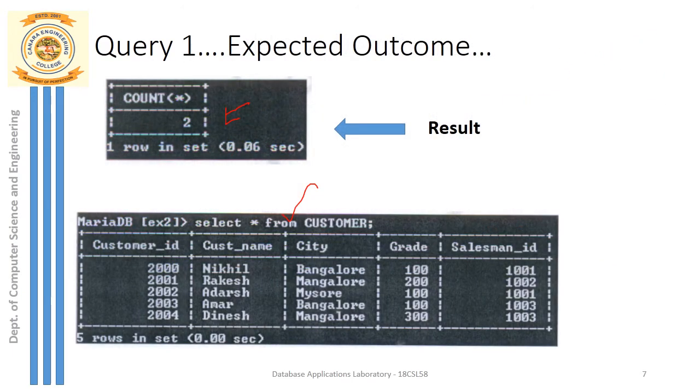You can see here the expected outcome. The outcome is the final count, and the value is equal to 2. That is how we have done it by referring to the customer table.